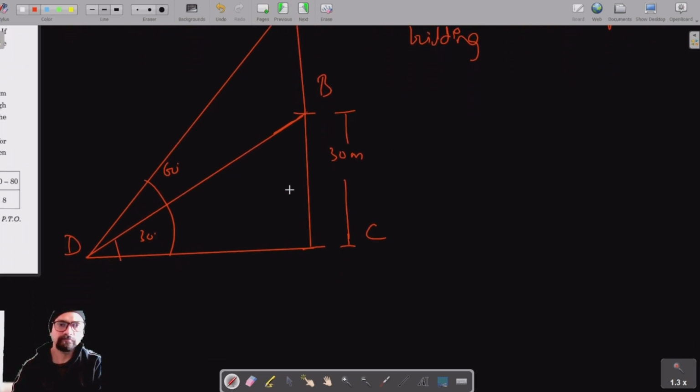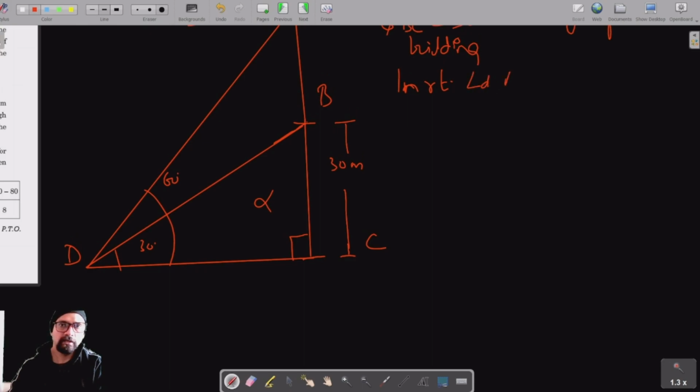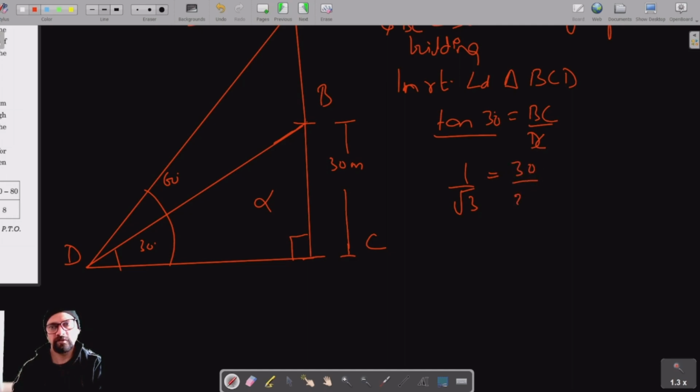Now, as usual, let's start with the smaller right angle triangle. So in right angled triangle BCD, which is right angled at C, it's tan 30, that is equal to BC by DC. So tan 30 is 1 by root 3. We know the value of BC, which is 30, and it's DC.